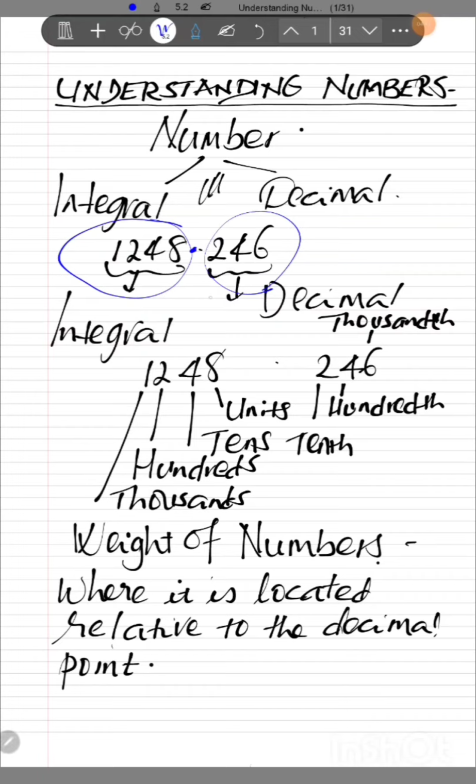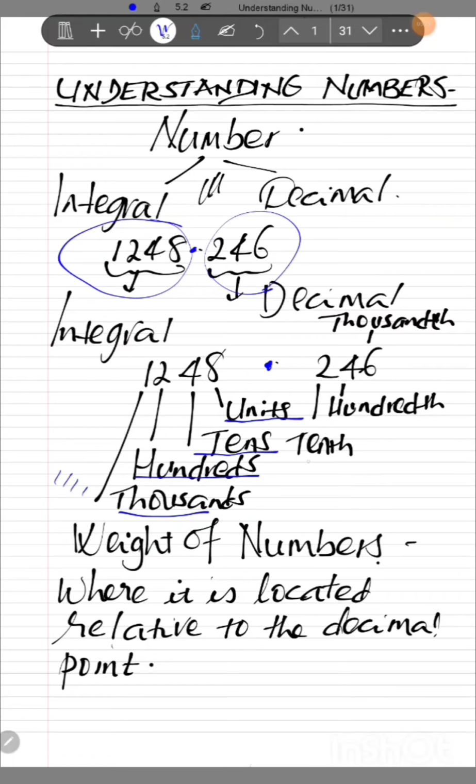Here, the integral part of this number, 1248 decimal 246, is 1248, and it has a decimal part, 246. The decimal part is after the decimal point. The integral part is the one which is on the left side of the decimal point. We can call it before the decimal point, no problem. The one which is very close to the decimal point is units. The next one, tens, hundreds, thousands. It keeps on like that. 10,000s, 100,000s, so on and so forth.